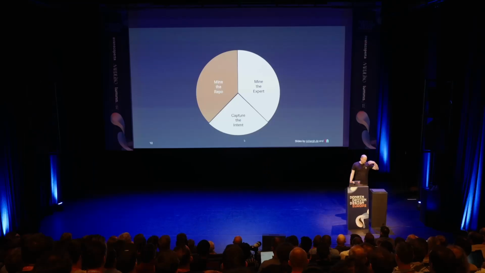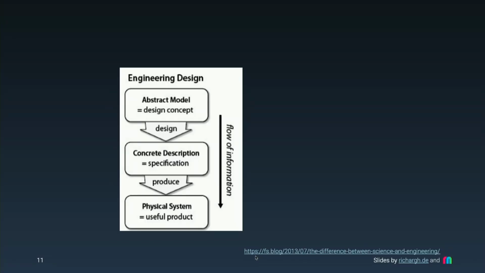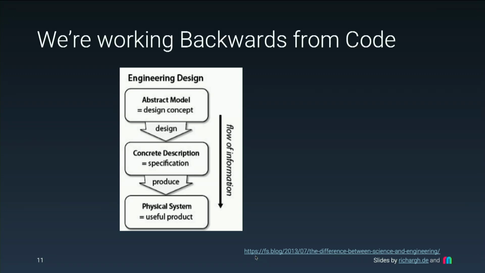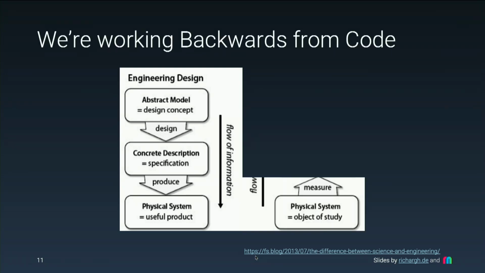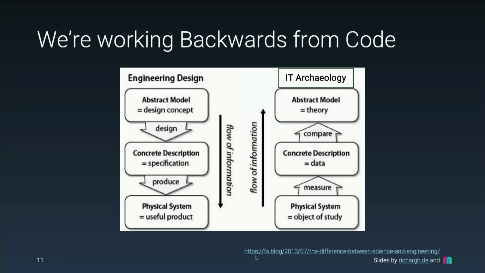Now for the less dirty things. Mining the repository. And the important part is we are mining the repository. An engineering design sort of goes from abstract down to concrete. That's not what we're doing. We're going backwards. We're starting with the physical system, and we mine it. We try to figure out what it does, and we go up, and we figure out, okay, what is the concrete description, and so on. And then we go to the abstract model.